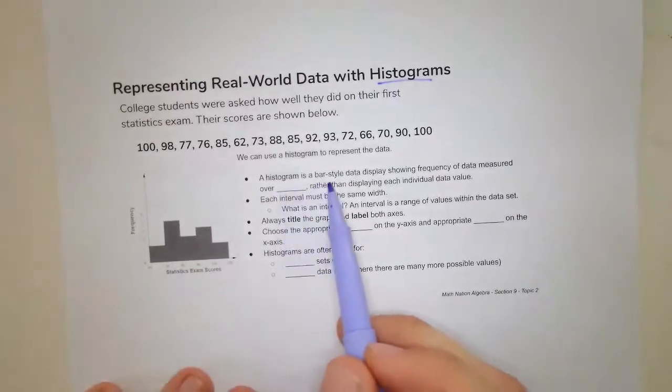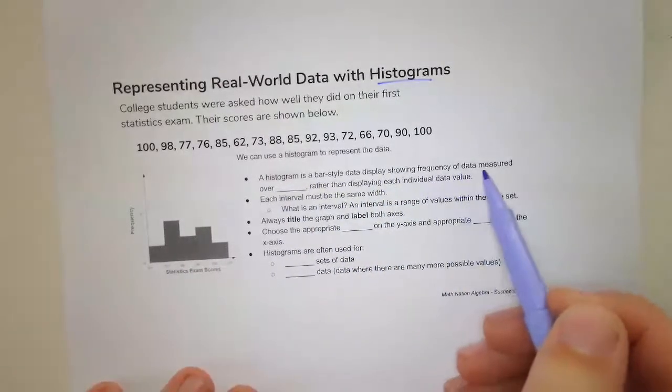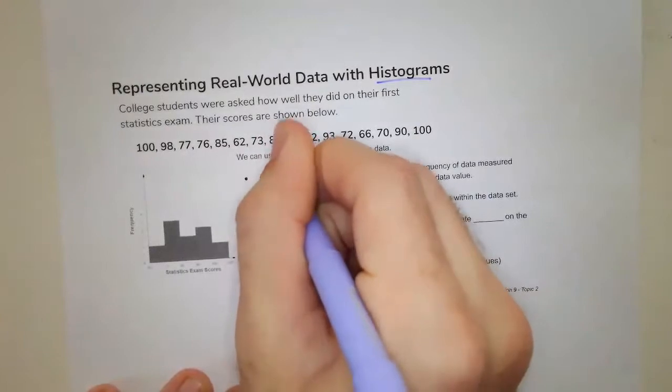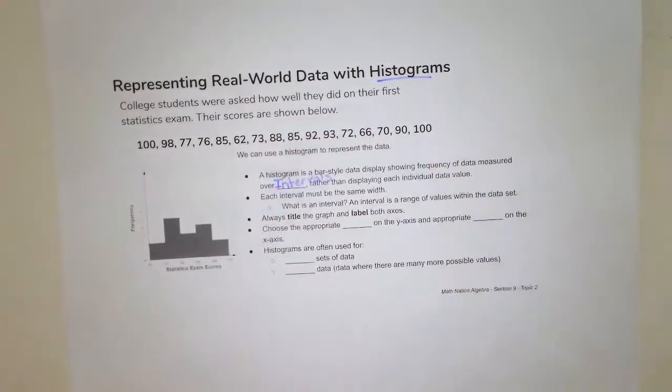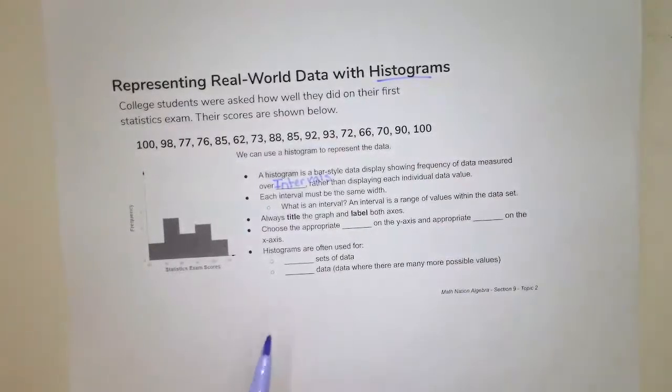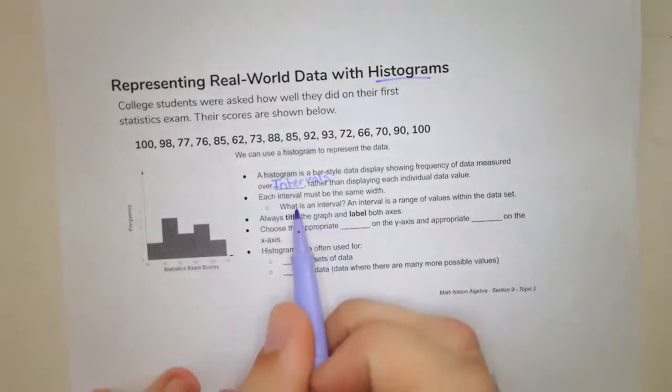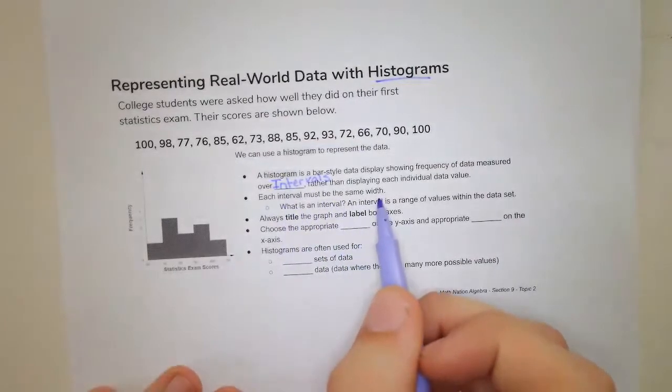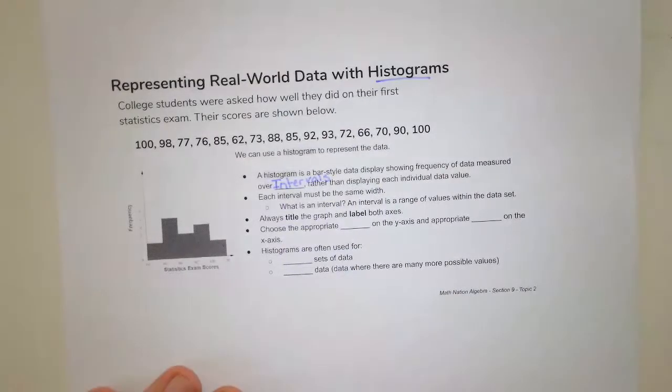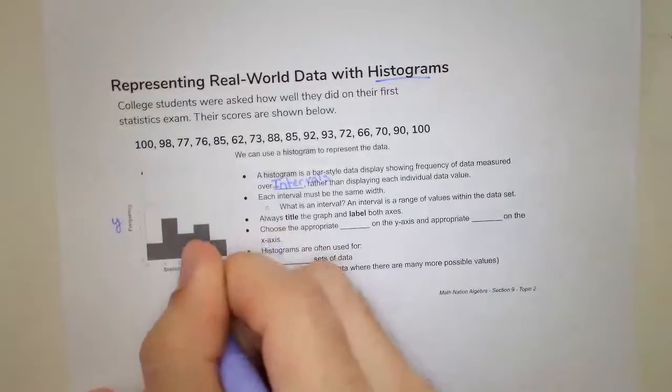A histogram is a bar-style data display showing frequency of data measured over intervals. Whereas dot plots were more like 1, 2, 3, 4, histograms are more for 0 to 10, and then 10 to 20, and then 20 to 30. So those are intervals. Each interval must be the same width. So if you're doing every 10, it's got to be 10, 10, 10, 10, or 20, 20, 20, 20. You're always going to want to have a title as well as labels on the Y and the X-axis.